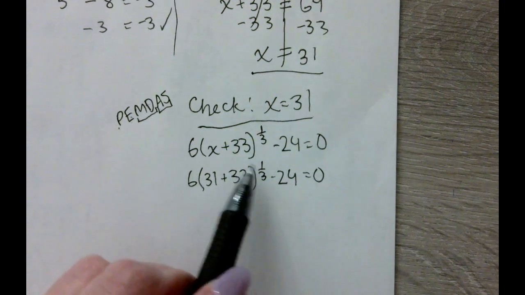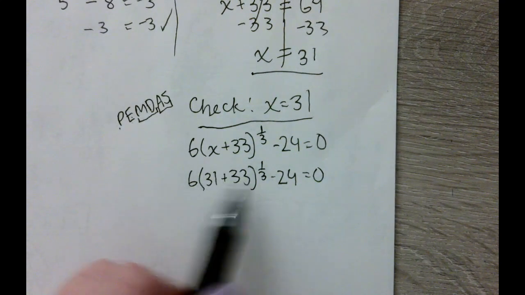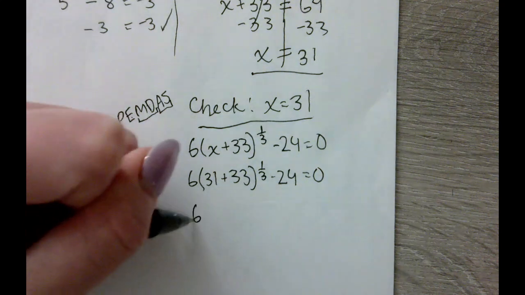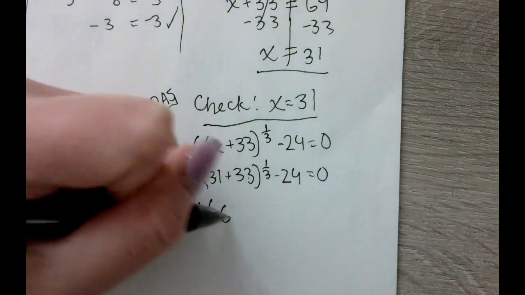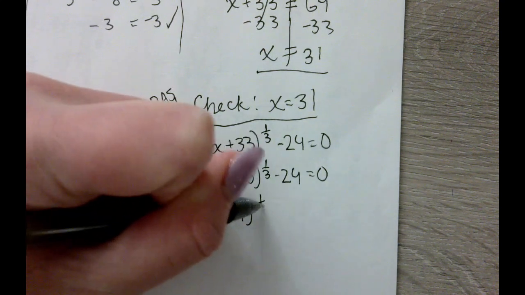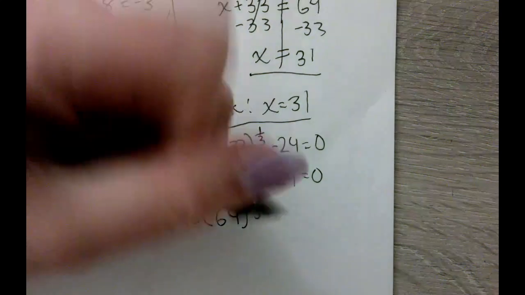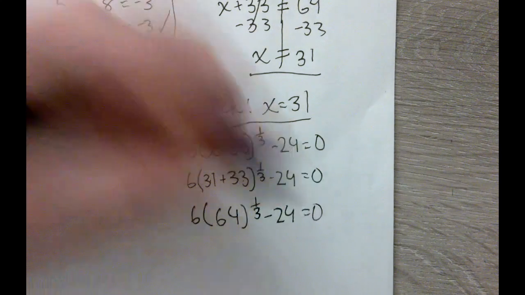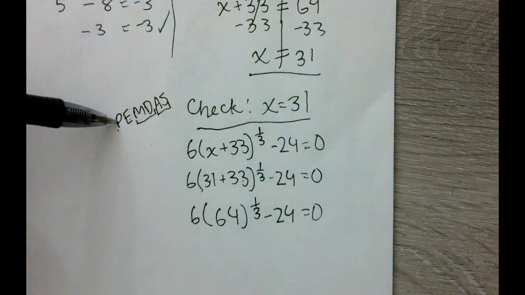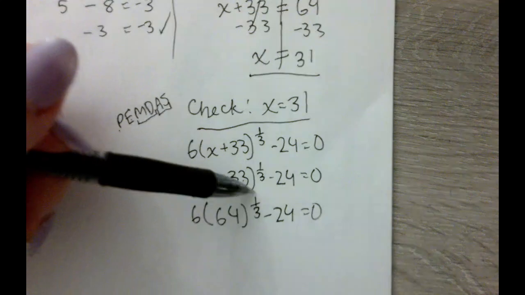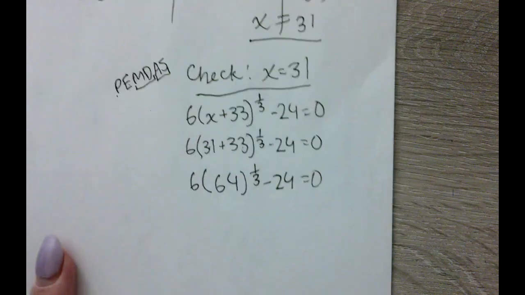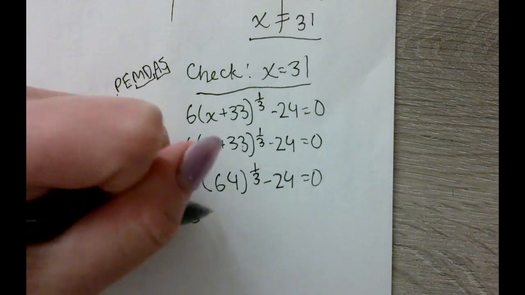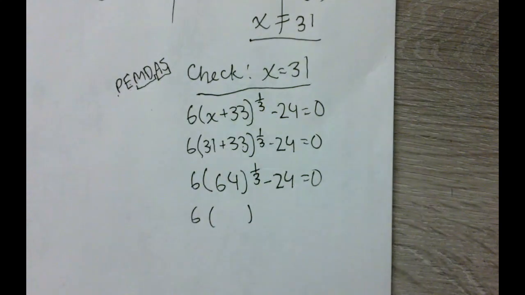So that's what I'm following as I condense this down. Parentheses first, so I'm working inside of the parentheses, and I'm going to add these first. 31 plus 33 is 64. So 6 times 64 to the 1/3 minus 24 equals 0. I took care of parentheses, so now I go to exponents. I need to figure out what 64 to the 1/3 is, and then I'm going to have 6 times whatever that number turns out to be.